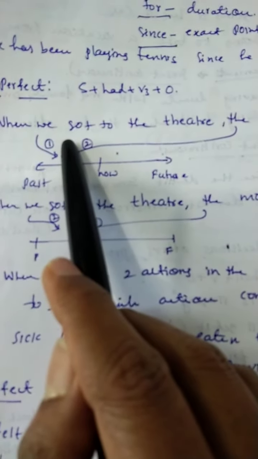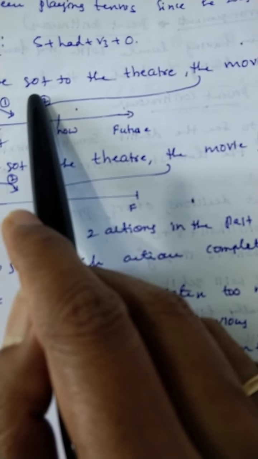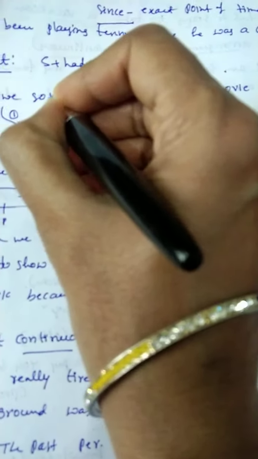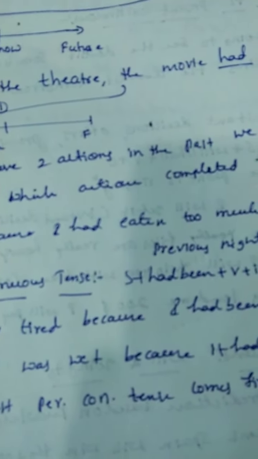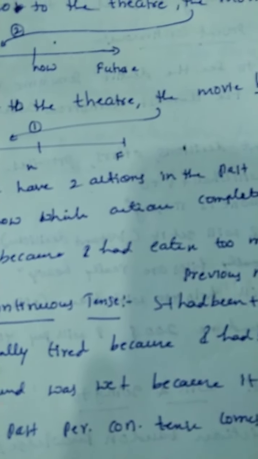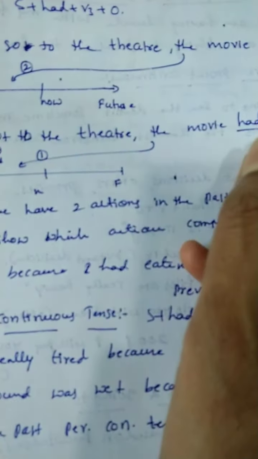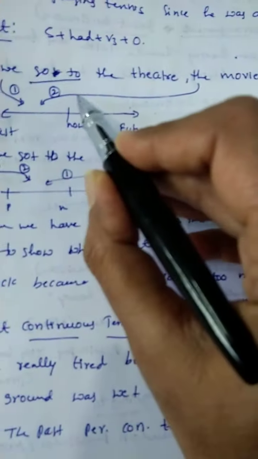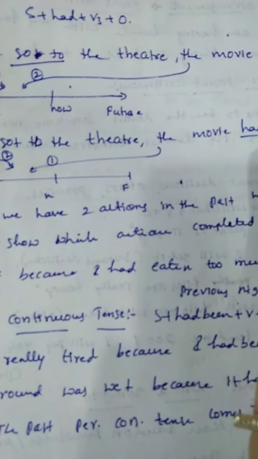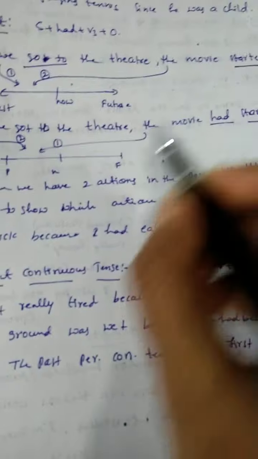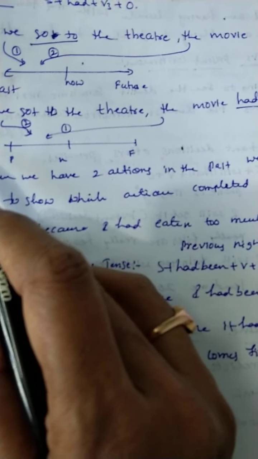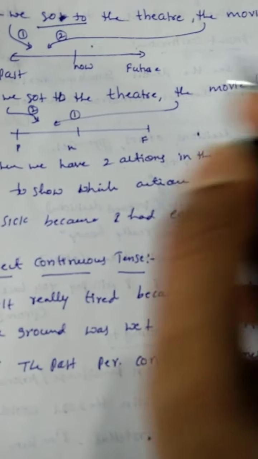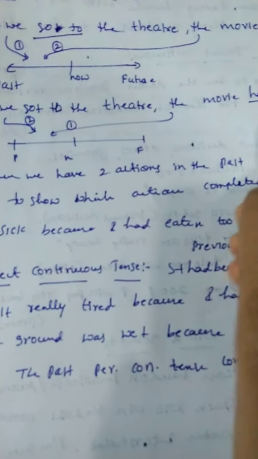Okay, when we go to the theater, the movie started. Here the verb is go, and the movie started, started is a verb here. See here, when we go to the theater, the movie had started. Okay, when we go to the theater, the movie had started.